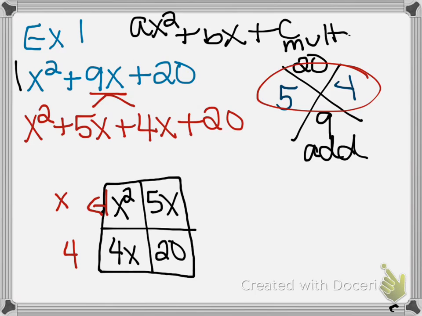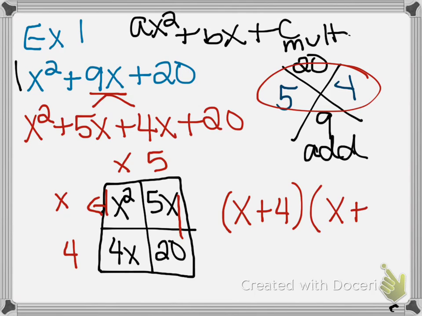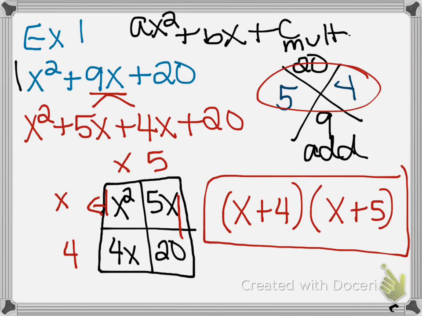Okay, and then I need to figure out what to write on the top of my box. My greatest common factor between x squared and 4x, again, I can just pull 1 out of those and then an x. And between these two boxes here, 5x and 20, my greatest common factor would be 5. Now on the outside I have my factors, and I just need to write this in factored form. So factored form is going to look like this: x plus 4 times x plus 5. This is going to be our answer here. It doesn't matter which one we write first. We could have written x plus 5 first times x plus 4.